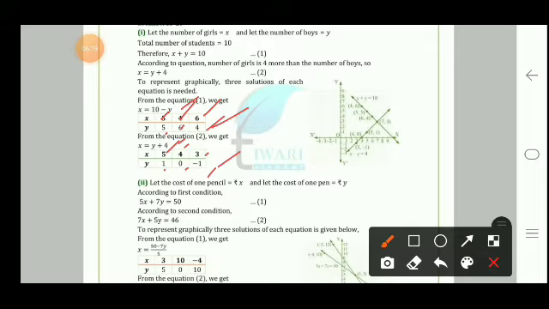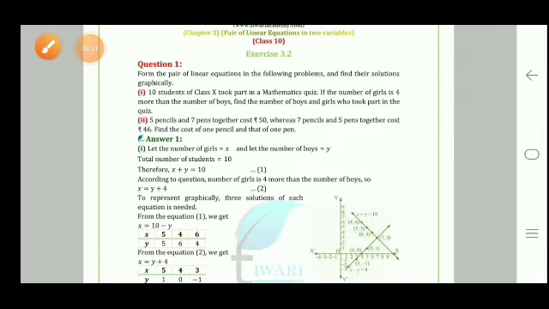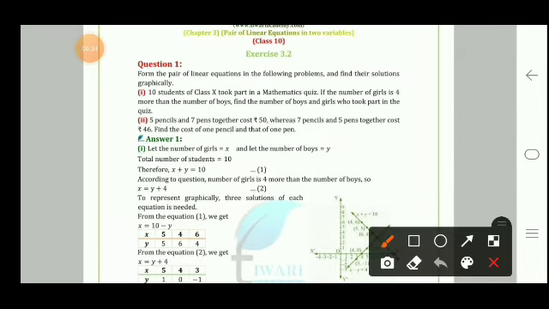We can see that both the lines are intersecting each other. Then the second part of the question is: 5 pencils and 7 pens together cost rupees 50, whereas 7 pencils and 5 pens together cost rupees 46. So find the cost of one pencil and that of one pen. Look here at how to solve this.